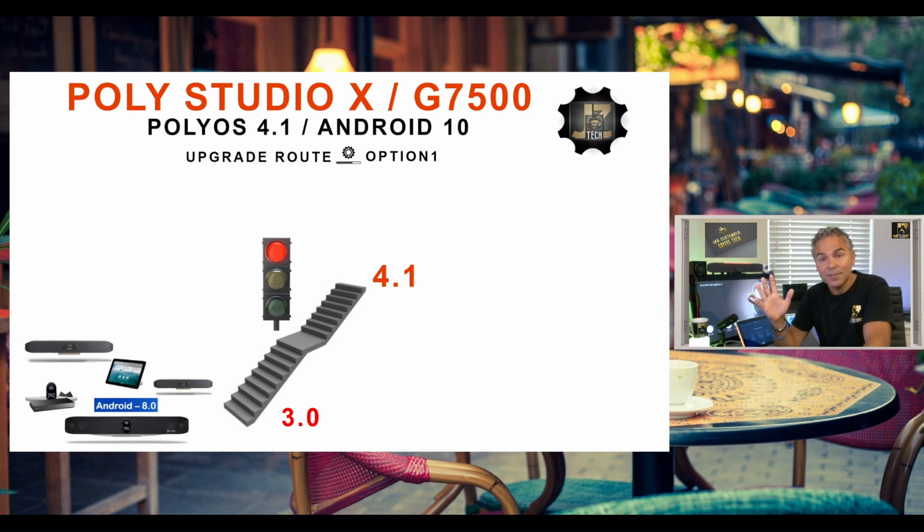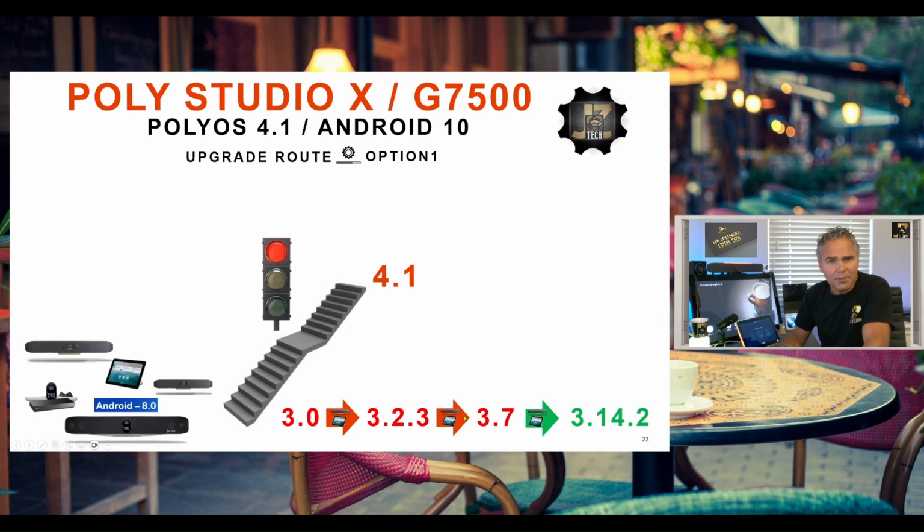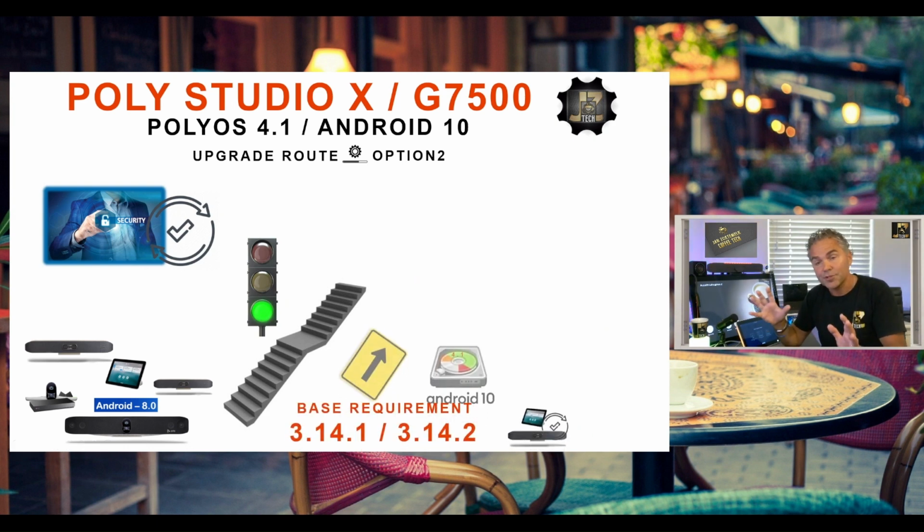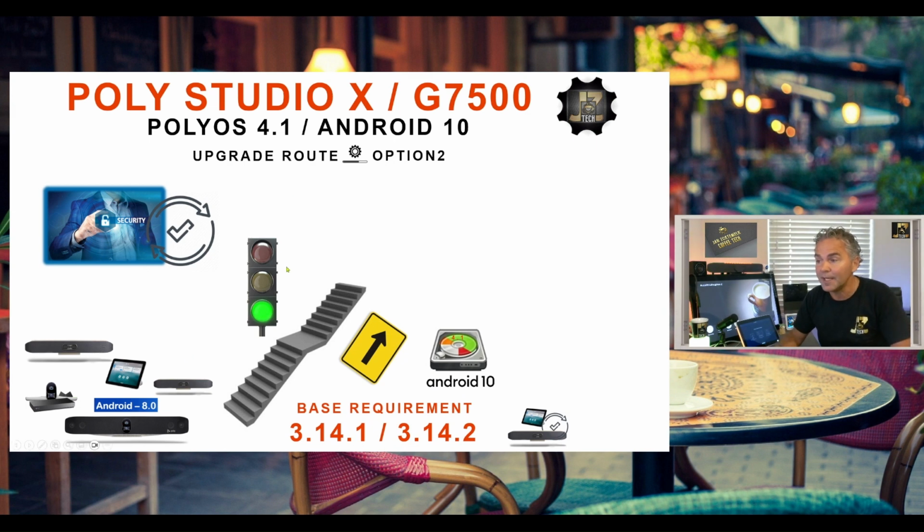Impossible. Those libraries will be incompatible, chips will not be upgraded inside the device to the right level, and you could get into issues. What you need to do is first upgrade to 3.2.3. Then you go to one in between, 3.7 or 3.8, and then you can jump to 3.14.2. This is your version to jump to the 4.1 release. So now we are at version 3.14.1 or 3.14.2, and that will give you a green light, and now you can upgrade to the latest version, 4.1.